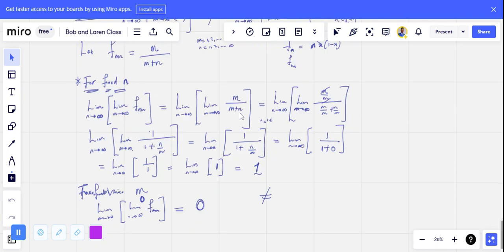Looking at this clearly now, after the division we are left with 1 over 1 plus n over m. By the time we insert m tends to infinity, we have n over infinity, and anything over infinity gives you 0. So I have 1 over 1 plus 0. In this case, we have the limit as n tends to infinity of 1, and when you take the limit of a constant, you usually have the constant back.